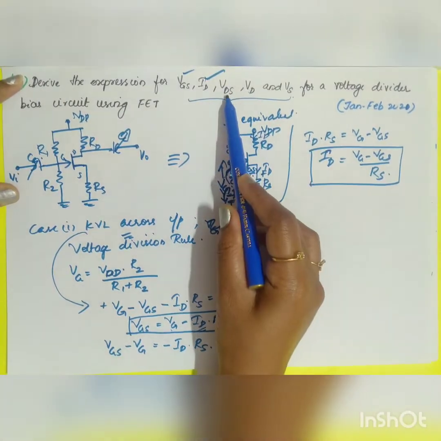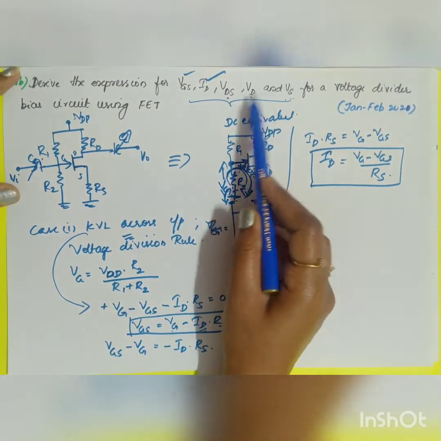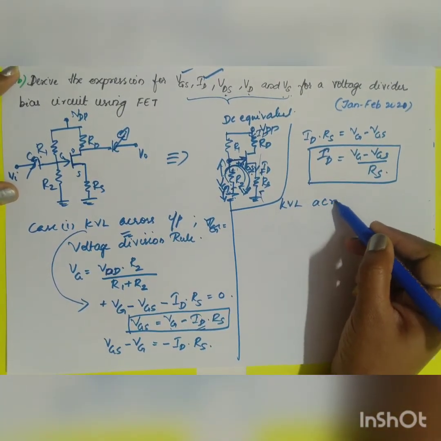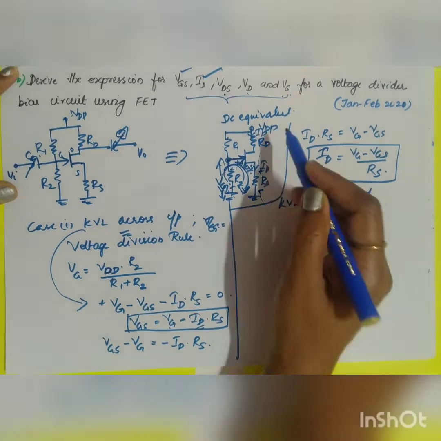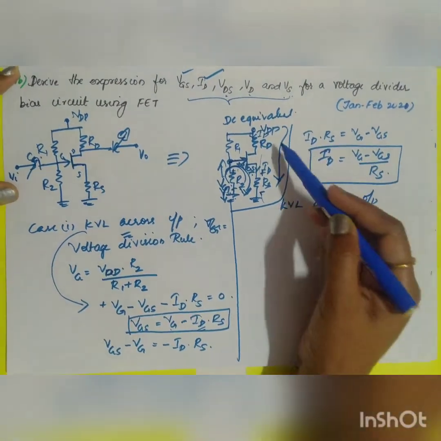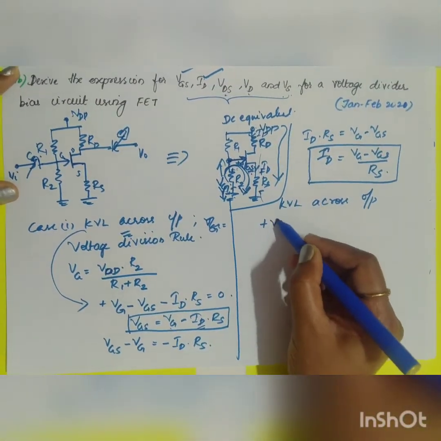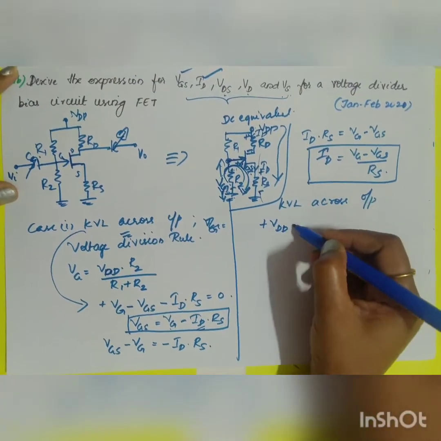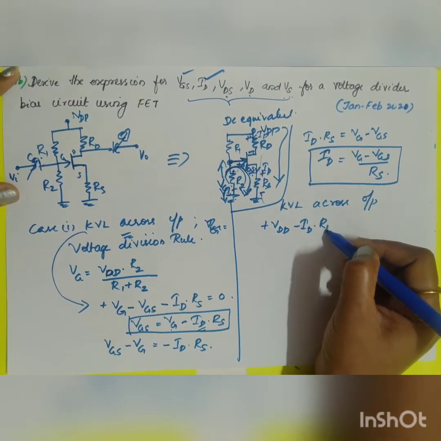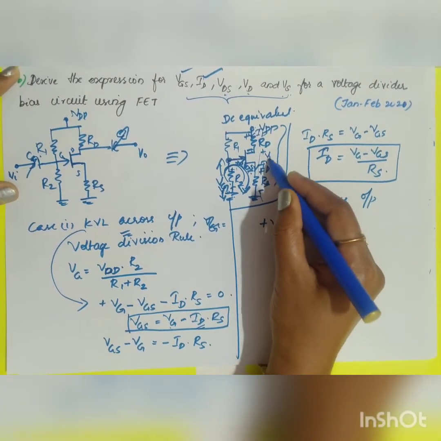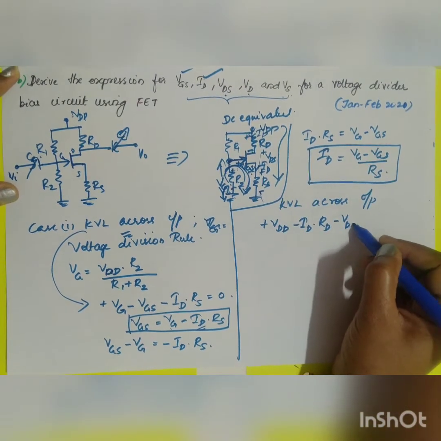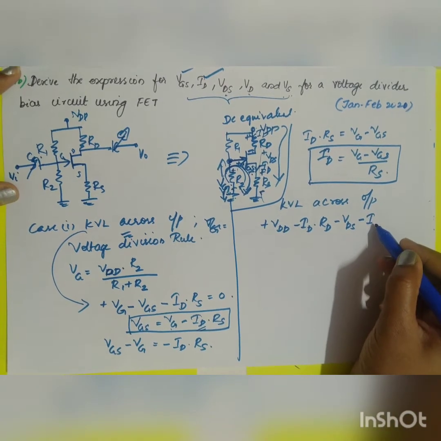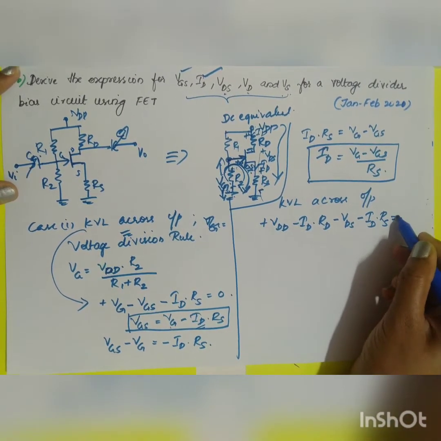Now you have to find out VDS, VD and VS, all in the output loop. So applying KVL across the output loop, what will you get? The output is through this way. So here you have plus VDD. Here it is again plus to minus, so take the second polarity, minus ID into RD. Here you have plus to minus, the voltage is VDS, so minus VDS. Here it is again plus to minus, minus ID into RS is equal to 0.